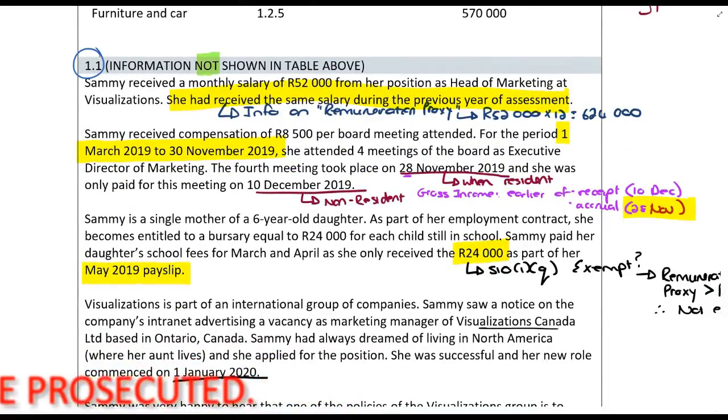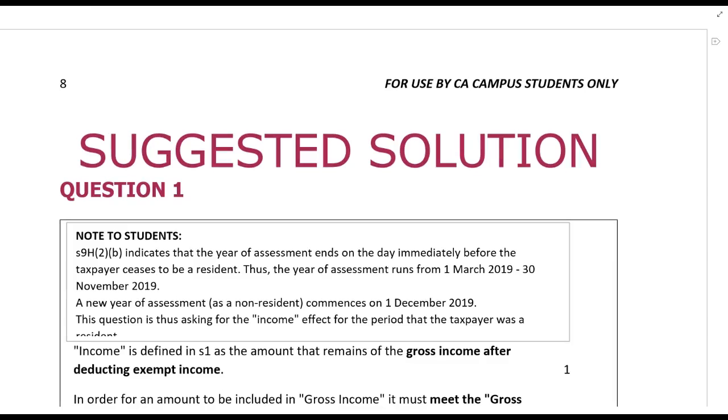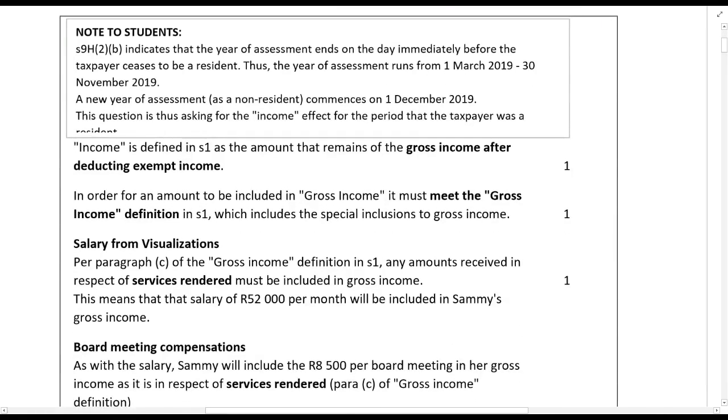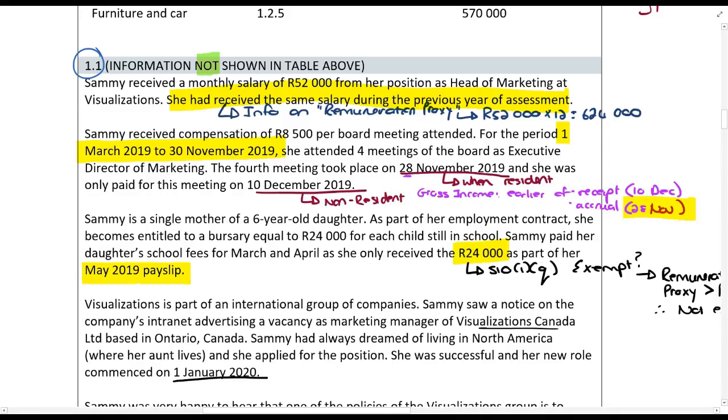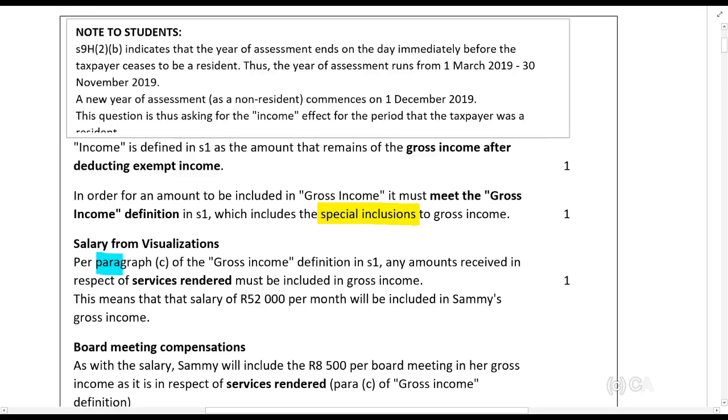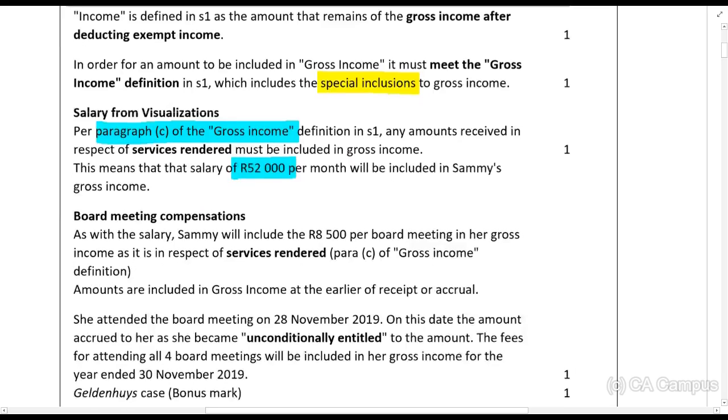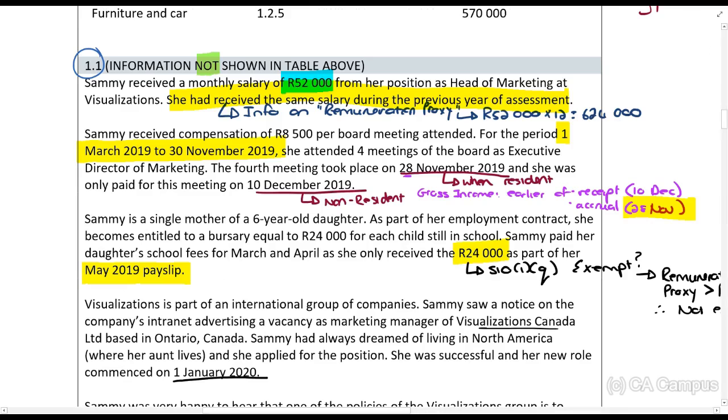So the first thing is, let's talk about whether or not amounts were included in gross income. So how do you know if an amount is included in gross income? It's if it meets the gross income definition or if it's one of the special inclusions. That is when we include it. Now, if you receive any income for employment, that gets included as a special inclusion in terms of paragraph C of the gross income definition. So that's 52,000 rands. You don't test against the definition. The special inclusion makes it that it's not a question.